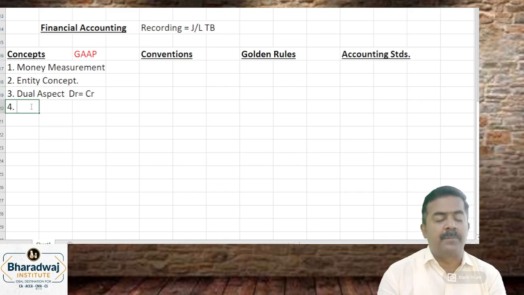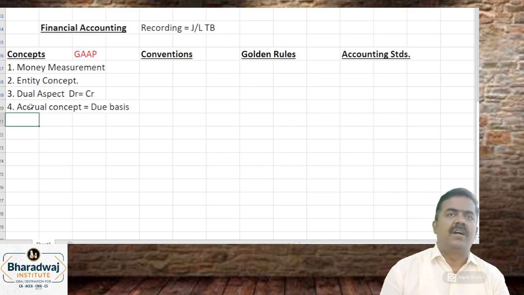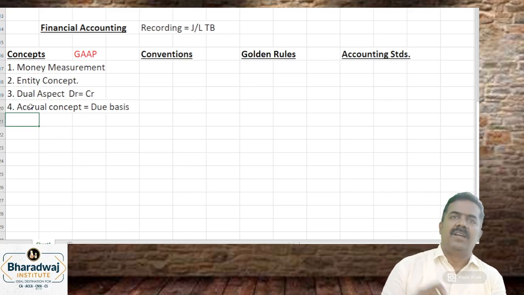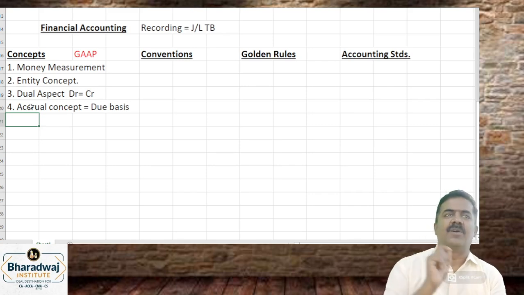Fourth one is for preparing P&L account. Record incomes on accrual basis. Which means due basis accounting. Accounts records transactions on what basis? Due basis. For example, I paid 10 months rent. 2 months rent is outstanding. Will you record outstanding rent or not?